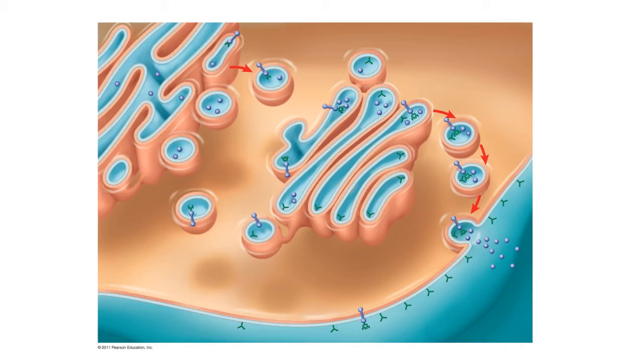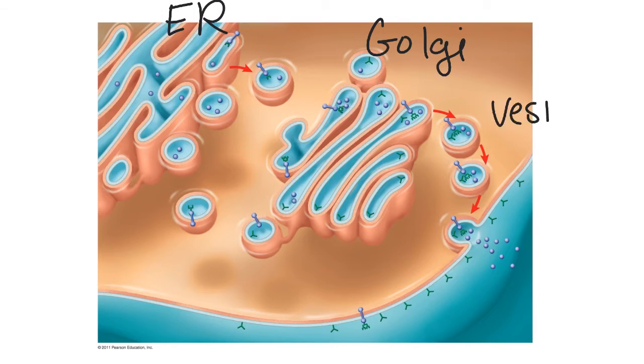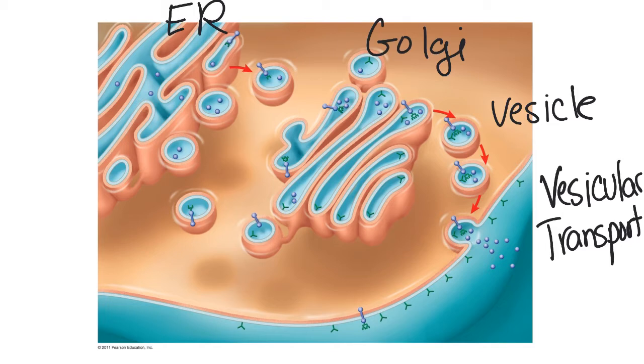Yes, we have talked about it ad nauseam, and here we are again talking about it. The endomembrane system is going to consist of the endoplasmic reticulum, the Golgi, and all of the vesicles that are produced. Okay, this is really cool. We move a lot of things throughout our cells using the endomembrane system, and this is called vesicular transport because we're moving materials into vesicles.